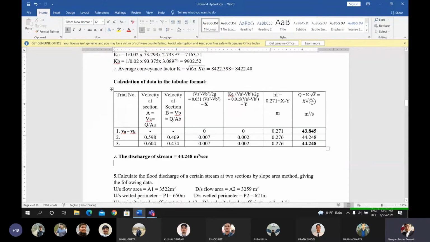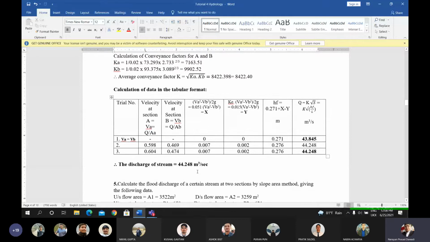Now, from the second trial and third trial, the discharge is the same, that is, HF is the same here. After getting the same HF, the discharge will be 44.248. You can calculate it in that way, or you can go up to the Q for the next trial, and if Q is the same in both trials, then that Q will be the discharge of the stream.